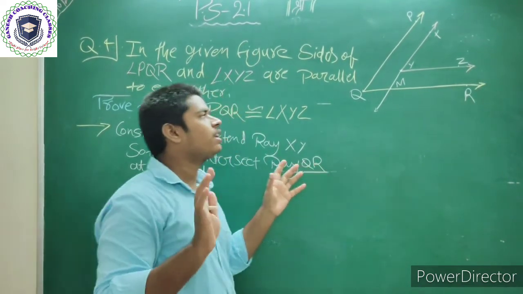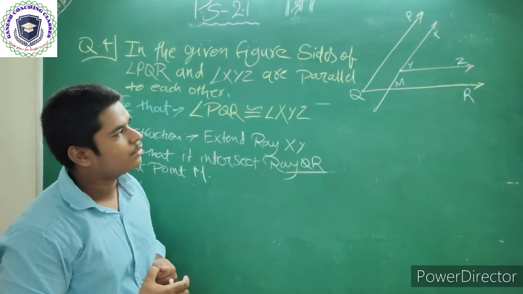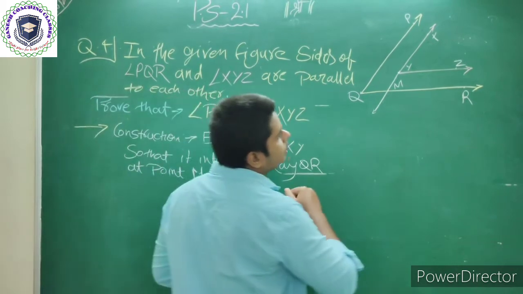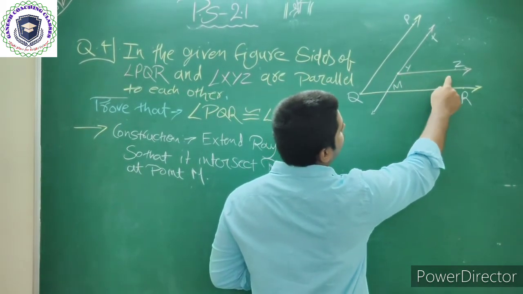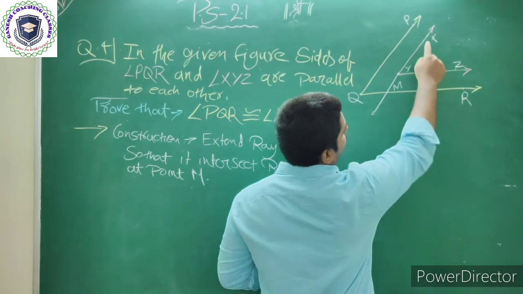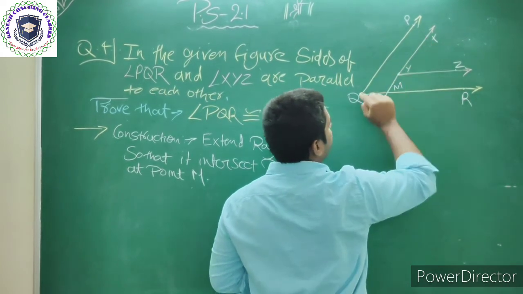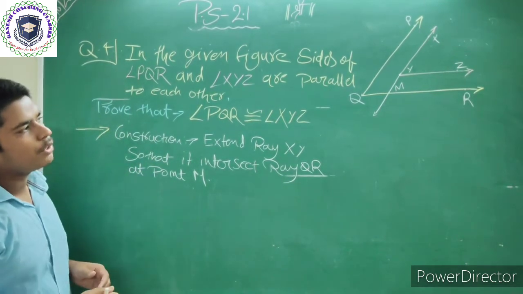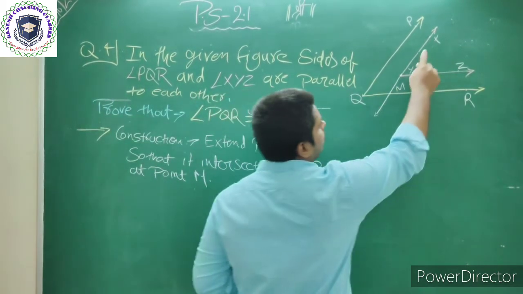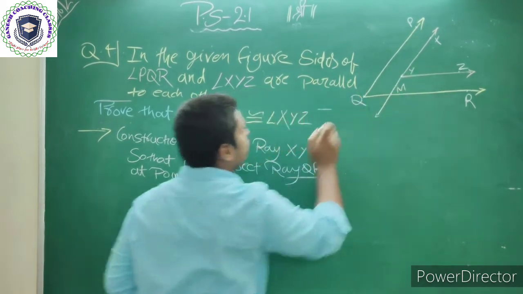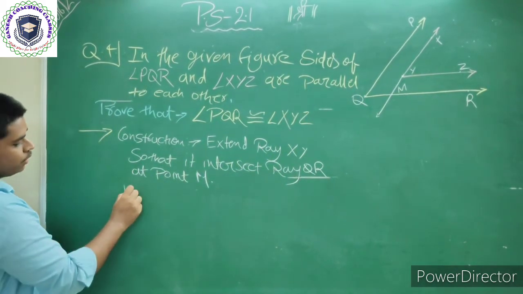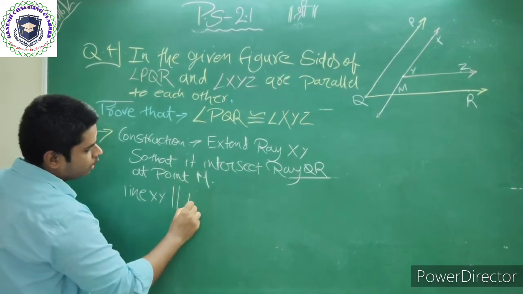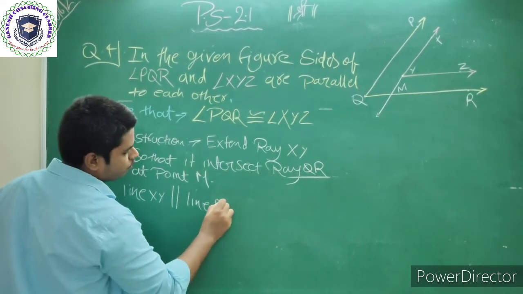Now we have to make a relationship between these angles, which we are looking at in the figure. When we look at the figure, we are given that YZ is parallel to QR and XY is parallel to PQ. On the basis of this given information, we have to create a relationship. Firstly, we are taking XY is parallel to PQ, which is given. So here we are taking line XY is parallel to line PQ.